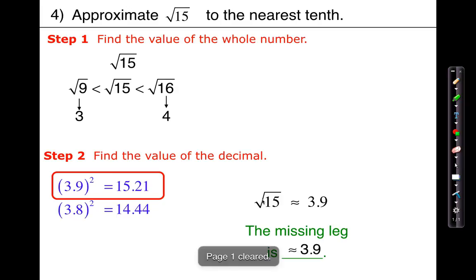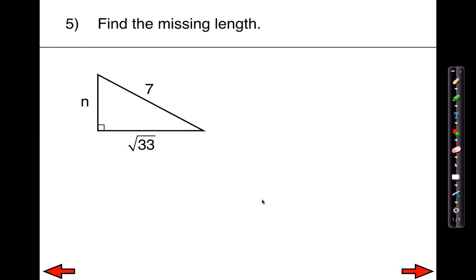Okay, now I'm going to give you a type that looks a little bit different. Now, what if one of the sides that are given is a radical? I know it looks a little intimidating, but this is actually an easier problem than the ones you've been working on, I think.